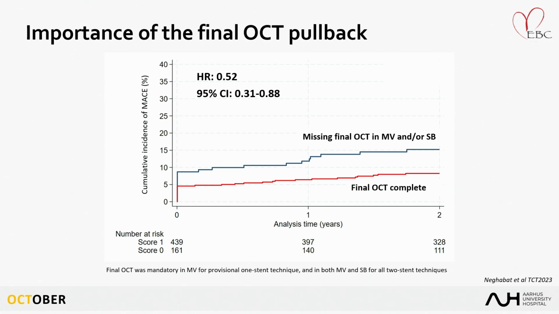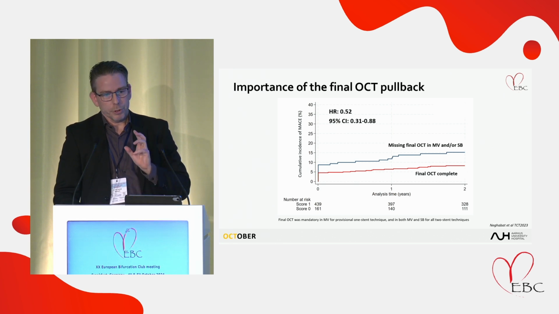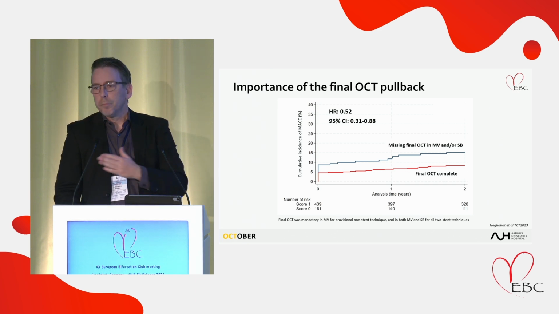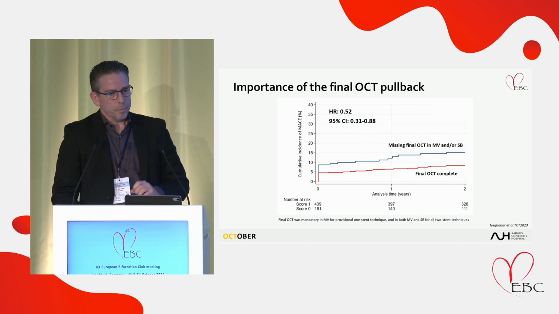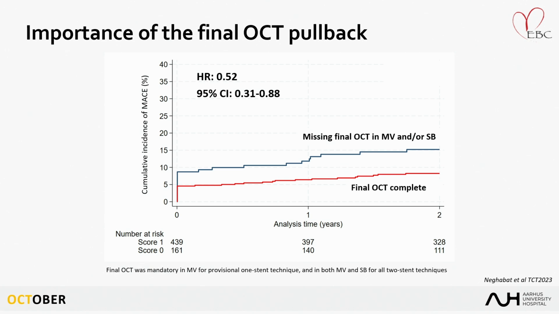So if we look at the OCTOBER trial, we couldn't really see an effect of missing out the pre-pullback. But if you do not do a final OCT pullback, it's clearly related to worse outcome. So there are multiple mechanisms for that, of course, but it's just to emphasize you can have a carefully tailored plan in a very simple lesion, and you probably can do fine with a pre-pullback. But in complex cases, you can mess up so many times during the procedure that you need the final pullback to verify that you did a good job.